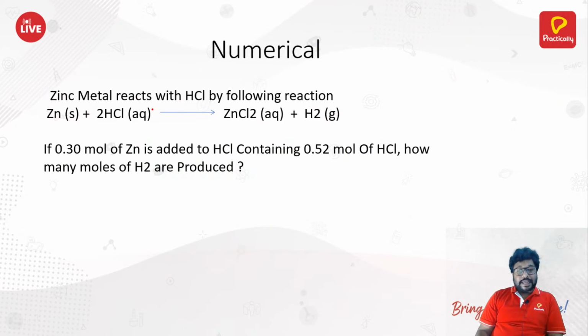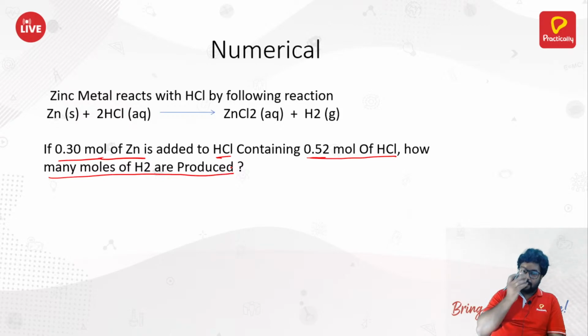Zinc metal reacts with HCl by the following equation: zinc plus 2HCl gives you ZnCl2 plus H2. Now what they said is that if 0.30 mole of zinc is added to HCl containing 0.52 mole of HCl, how many moles of H2 are produced? Now look here. You need to find out which is the limiting reagent and which is the excess reagent, because the limiting reagent will take you to the amount of moles of product.